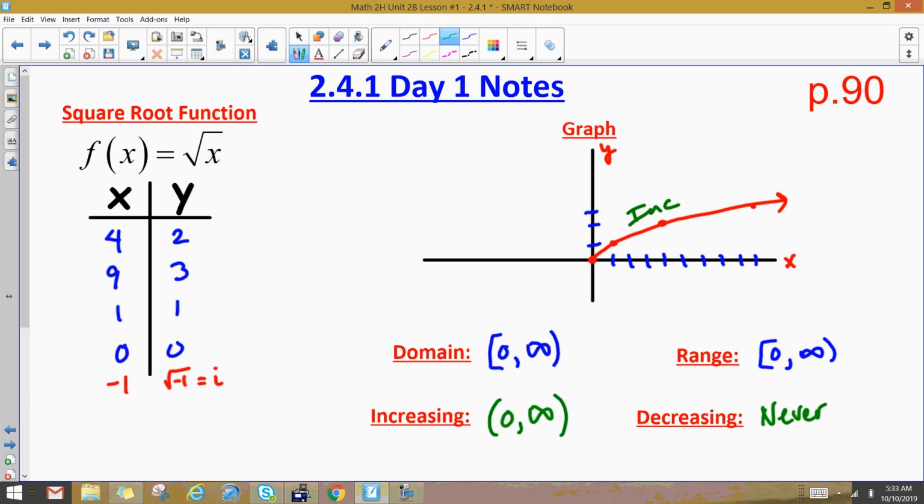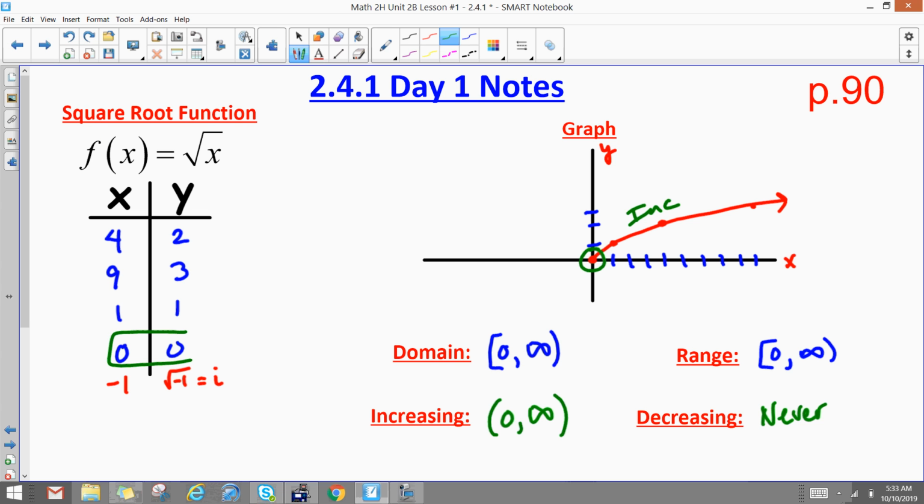Now, we don't have a starting point, but this point right here, we call our critical point. So for this problem, our critical point happens to be (0, 0). And that's going to be something important that we talk about in each of our problems. So again, we'll call it a critical point. It's basically our starting value for our square root function.